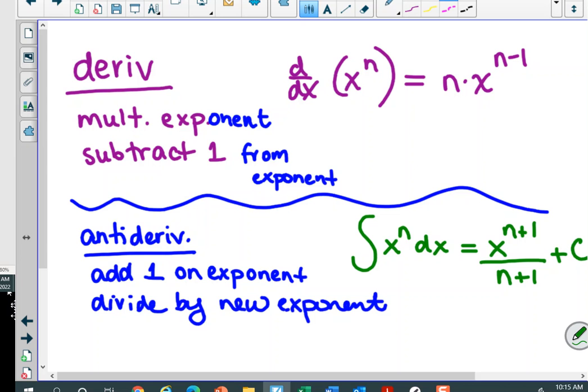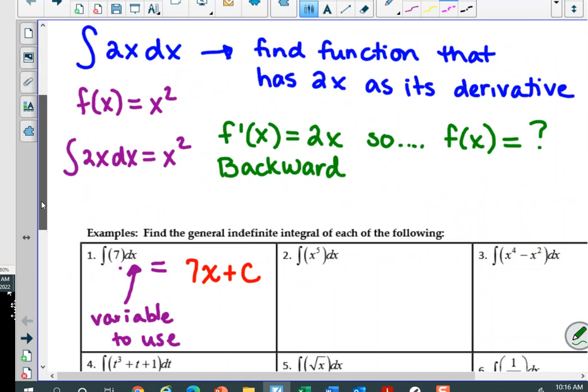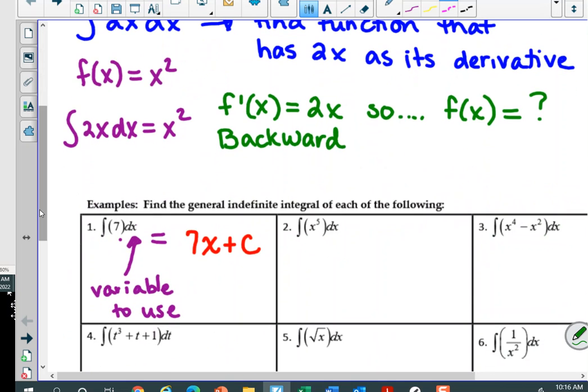Derivatives take a multiplication step with a subtraction step. Antiderivatives take an addition step. Your exponent gets bigger by 1, not smaller, and you divide. So if we try that, that means x to the 5th antiderivative is going to become x to the 5 plus 1 divided by 5 plus 1 plus a big old c.